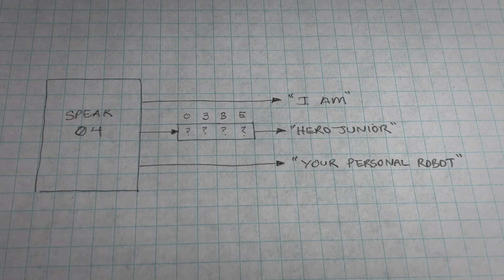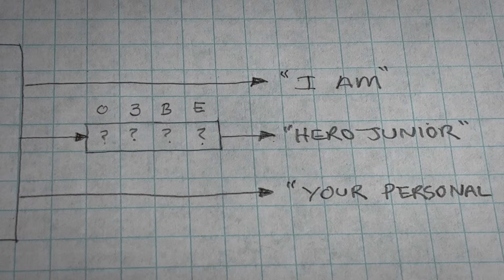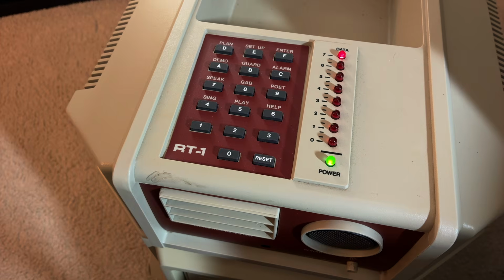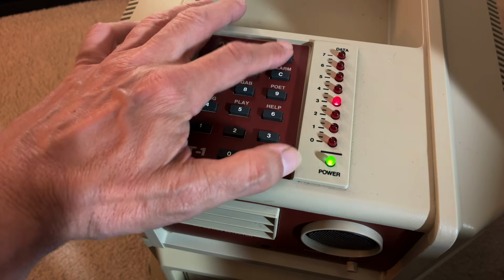Speak 04 is accessing the sentence in three parts. The first and last parts are directly referenced in the ROM memory, but the middle part, the robot's name, is not directly accessed. Instead, the speak routine looks at a RAM memory location for a pointer to the name. During the setup routine, that pointer is set to the Hero Jr. phrase in ROM memory, but the pointer itself is in RAM, so it can be changed. The pointer is at location 03BE in RAM, so we can use the robot wizard command at F5C4 to change it to point somewhere else.